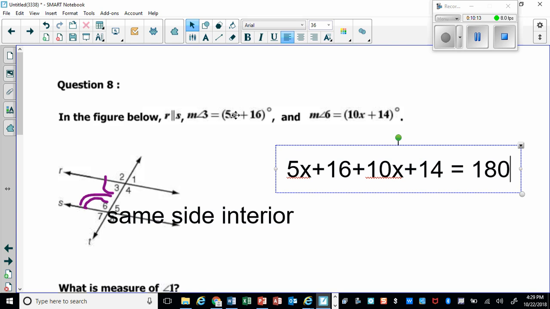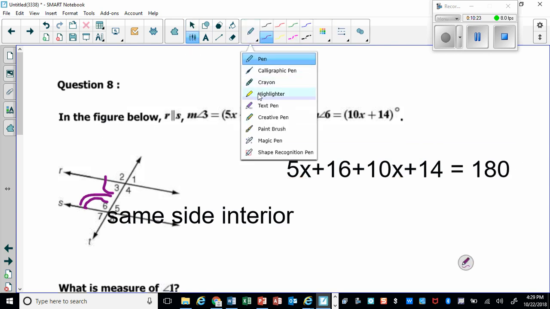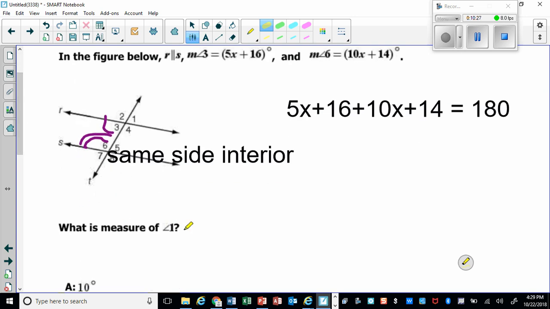Okay. So after you solve for x, one thing you have to understand is you also need to solve for what the question is asking. In this case, what's the question asking here? The question is asking, what is the measure of angle 1? So you can see 3 and 1 are going to be what kind of angle? Vertical angles, right? You guys don't have to do it now. Just pay attention because the time is up.